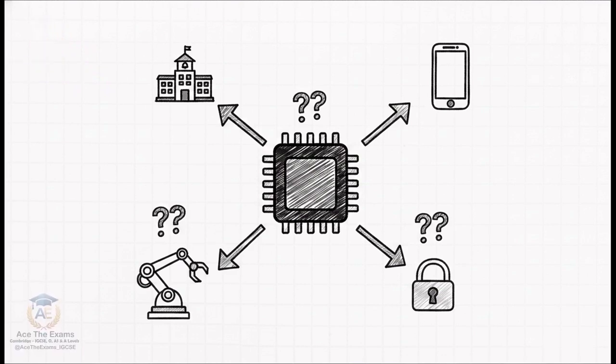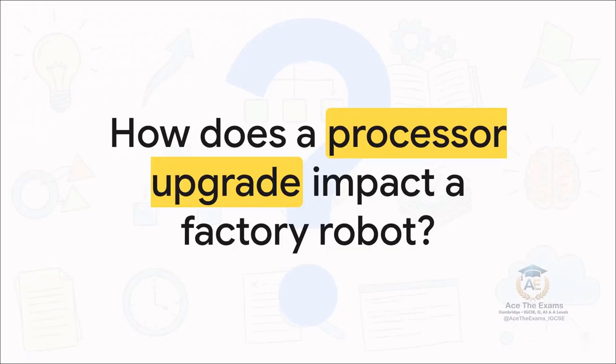The reason for choosing a higher clock speed and the actual real-world consequences of that choice have to be tied directly to these distinct environments. Okay, let's really raise the stakes here. Here is a much harder, specific Cambridge-style scenario. An embedded system in a factory robot gets a processor upgrade. Explain the impact. The pressure is on. How do you apply our framework to this without falling into that context trap we talked about earlier?